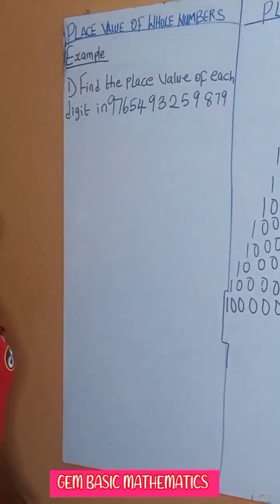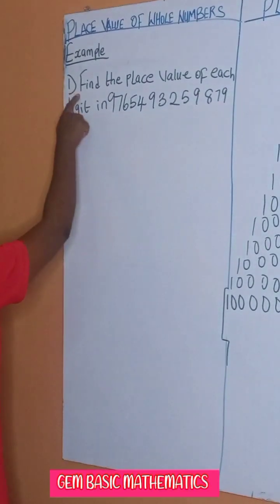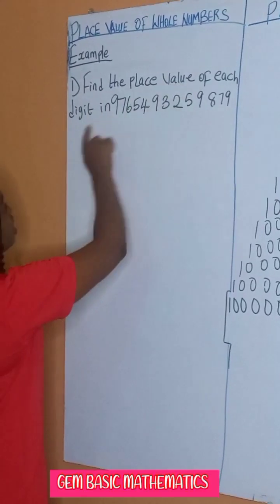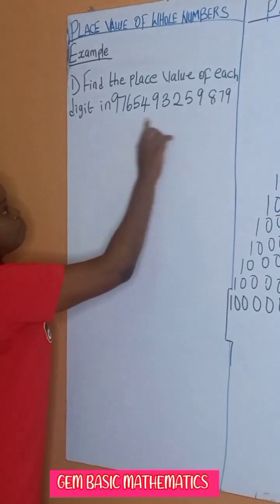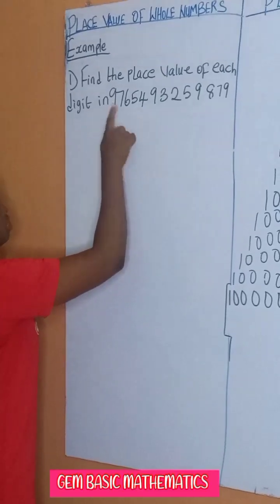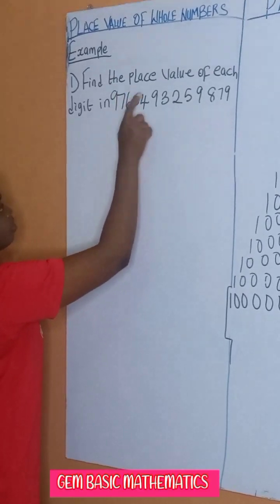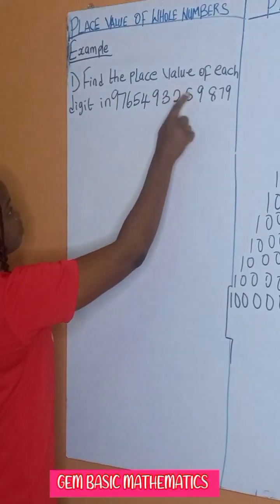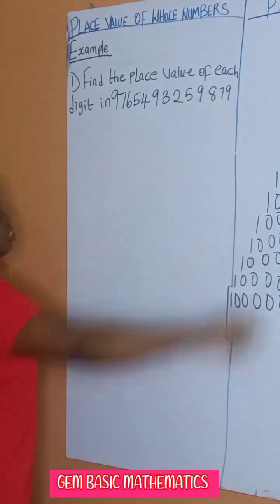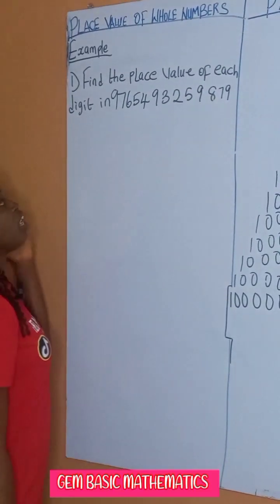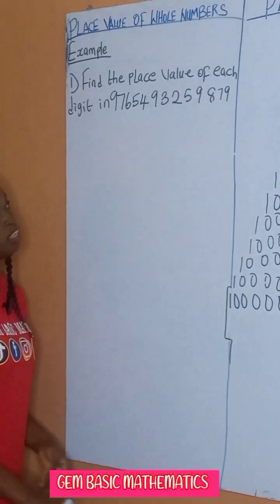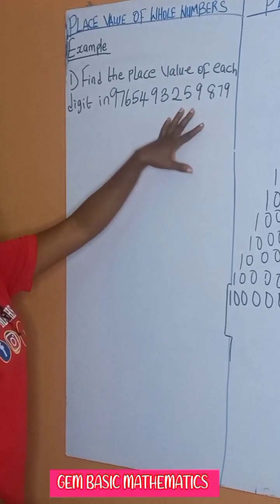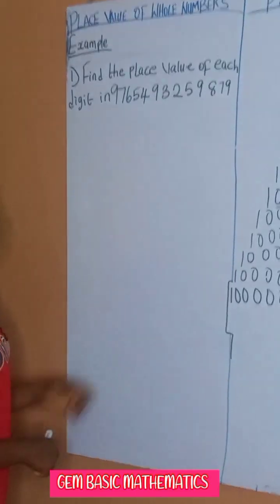Here, we are told that we should find the place value of each of these digits. And here we have 9, 7, 6, 5, 4, 9, 3, 2, 5, 9, 8, 7, 9. Before you can solve this, there's something that we need to see, with that we'll be able to solve this particular question. So let's see it.